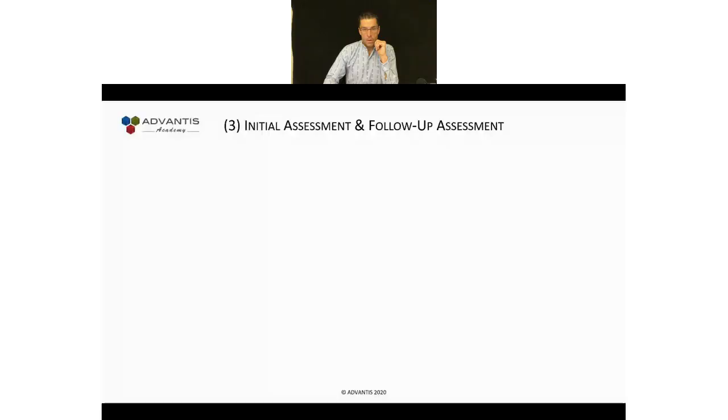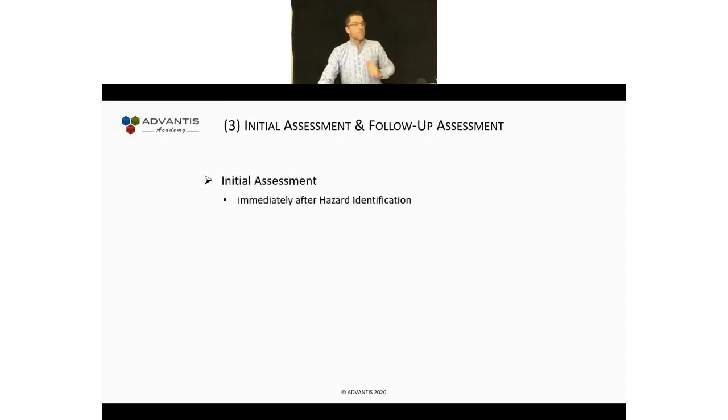Okay. So you just saw the initial assessment, right? So immediately after hazard identification, we're doing the initial assessment. What is important is that it is done without any safety measure in place. So nothing, and why is that important?